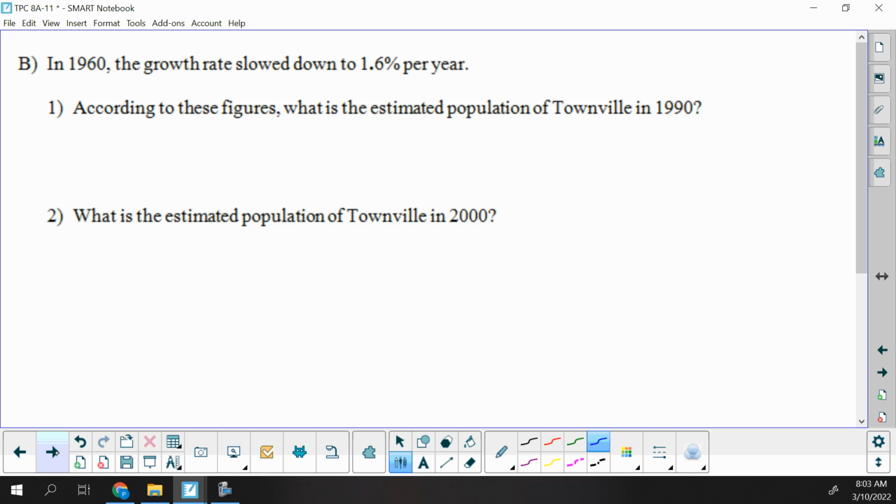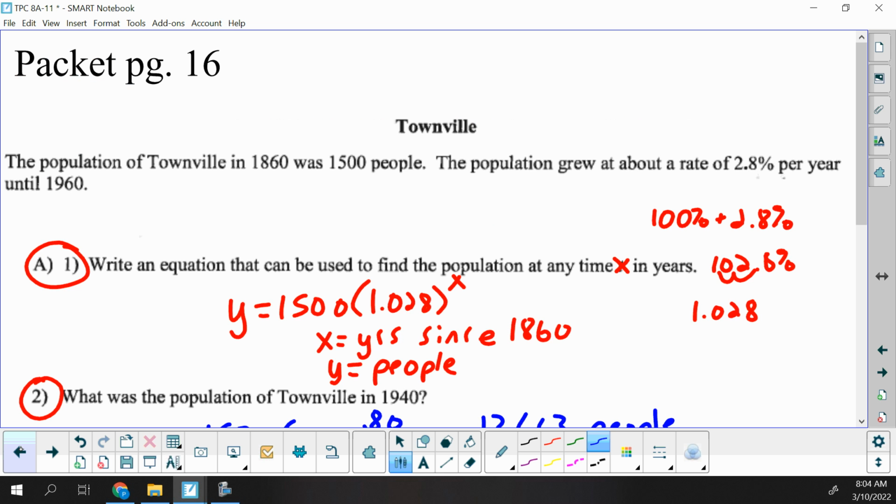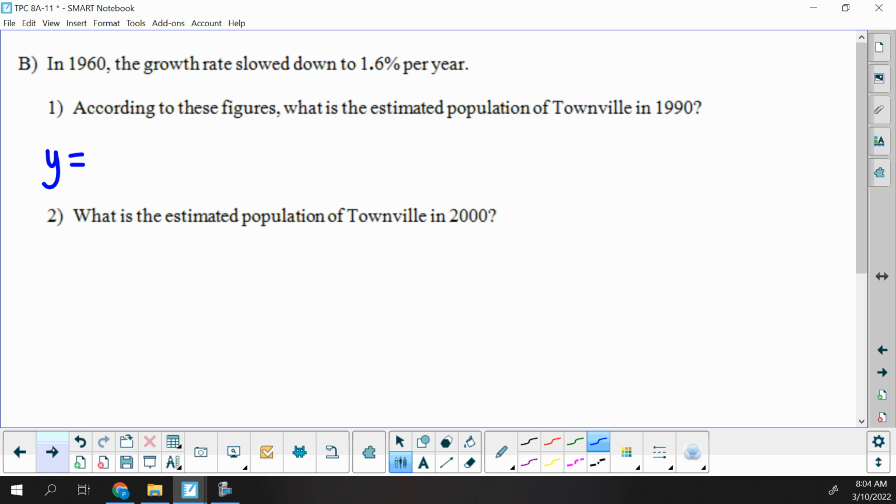All right, if we move on to part B, in 1960, the growth rate slowed to 1.6% per year. So let's start out by coming up with an equation. We're going to have y equals, our starting amount should be the population in 1960. Well, they don't directly tell us that. But they told us in scenario A that we are growing at 2.8% all the way until 1960. Well, 1960 is 100 years after 1860. So we can use our equation here to find our population at 1960.